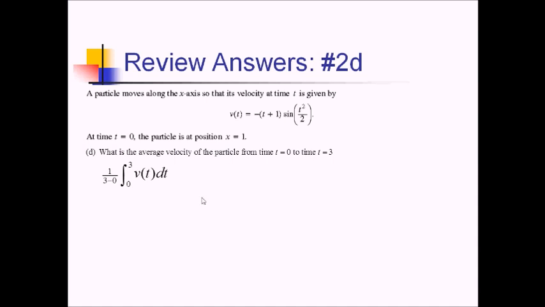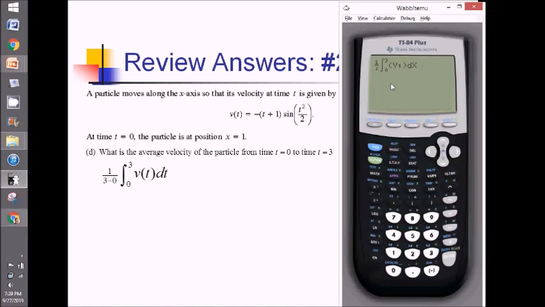And now I'll have to plug this in the calculator. So here's my setup on the calculator. I've got my 1/3 on the outside, 0 to 3 integral. y1 again is where I stored velocity. Pressing enter, that comes out to negative 0.732.